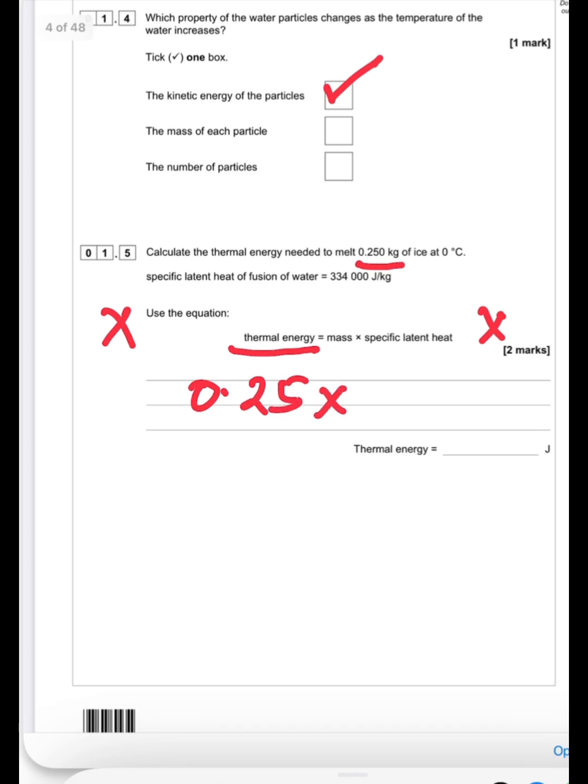And the specific latent heat is the energy required to change the state of the ice. 334,000 joules per kilogram. So I'm going to multiply that by 0.25, which is the mass, just like the equation tells me to. I've written down my working out, and I've calculated that 0.25 times 334,000 is equal to 83,500 joules.